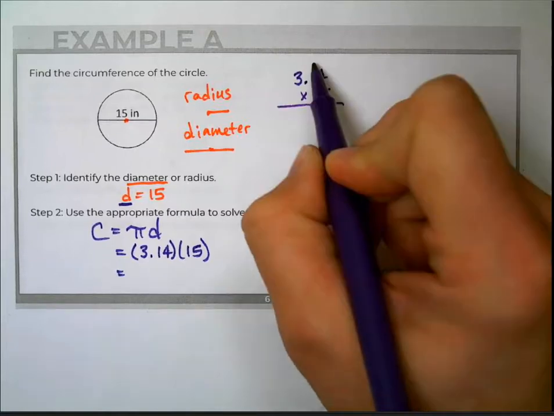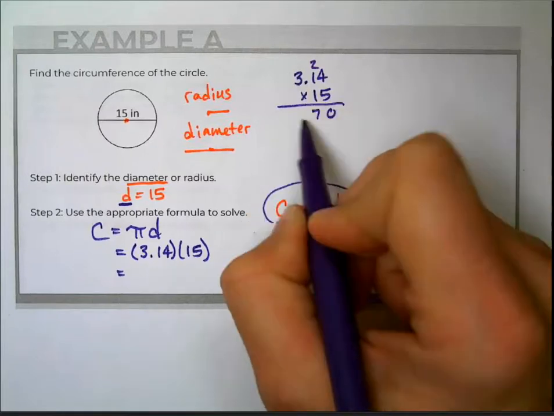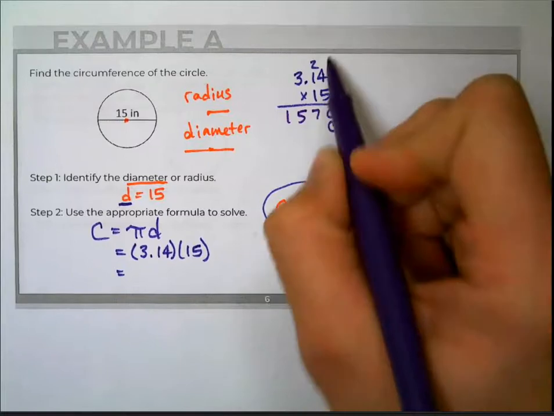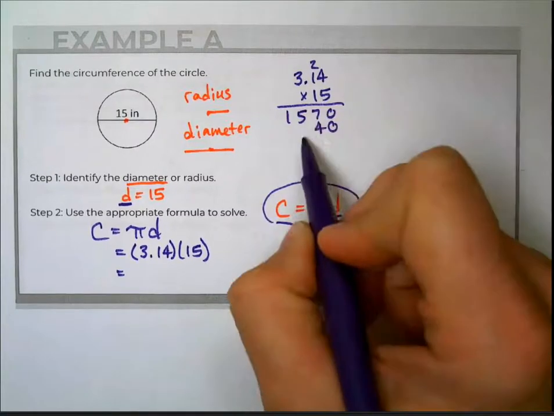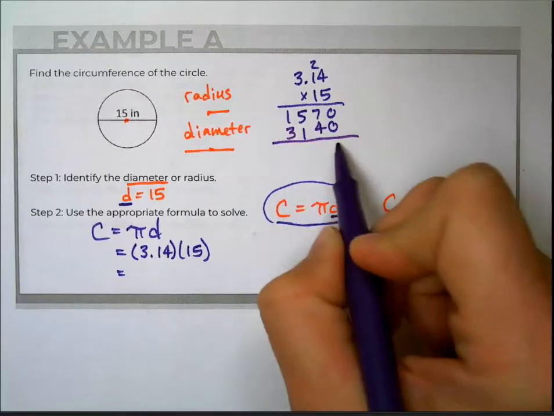Five times 4 is 20. 5 times 1 is 5, plus 2 is 7. 5 times 3 is 15. Put a 0 here. 1 times 4 is 4. 1 times 1 is 1. 1 times 3 is 3. Add this all up.